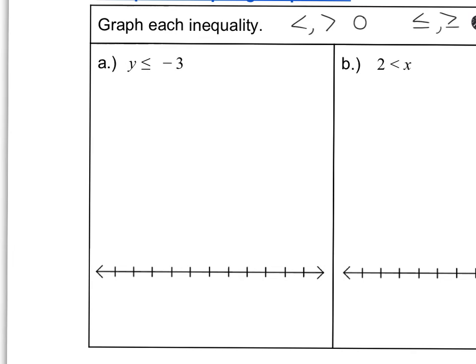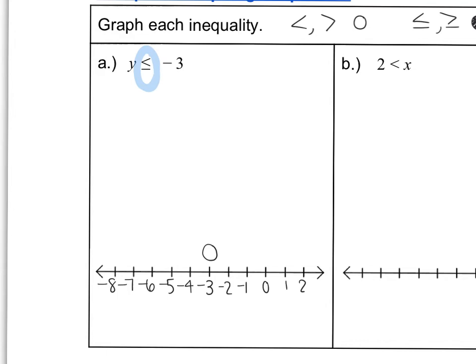So let's take a look at A. My inequality, y is less than or equal to negative 3. So I need to start by putting negative 3 on my number line. I'm going to put negative 3 in the middle. However, I need to label the rest of my number line. So if negative 3 is in the middle, to the right of negative 3, the numbers get bigger, so less negative. Negative 2, negative 1, 0, 1, and 2. On the left, they get smaller or more negative, so negative 4, negative 5, negative 6, negative 7, and negative 8. Now that I have my number line drawn, I can put my dot at negative 3. So I'm going to put a circle at negative 3. I have to decide if I should leave that circle open or fill it in. I decide that based on my inequality.